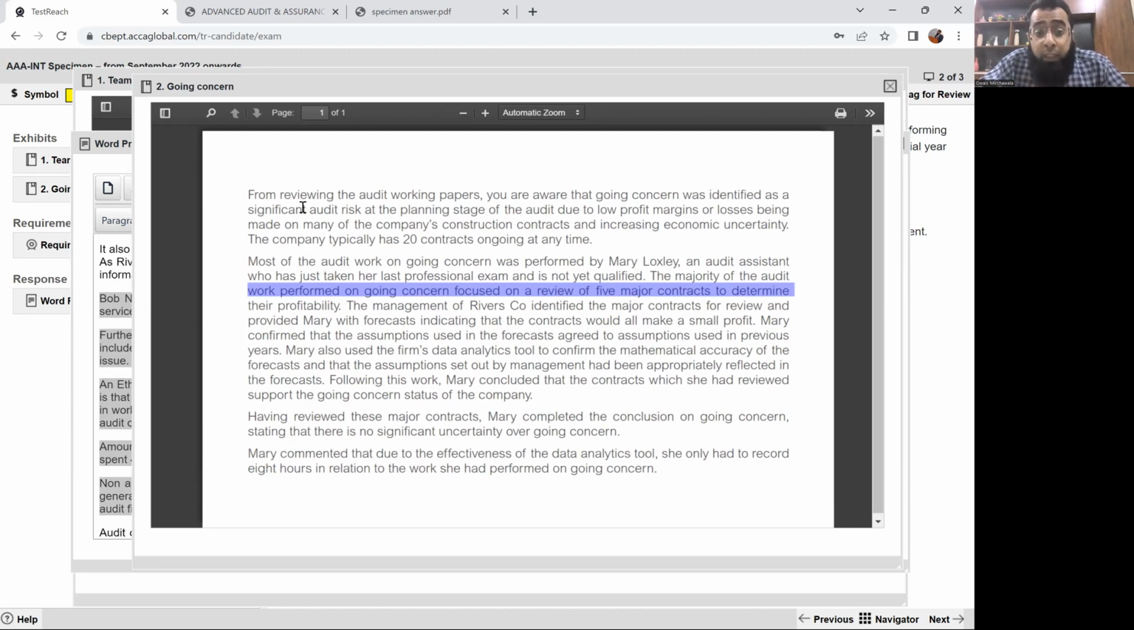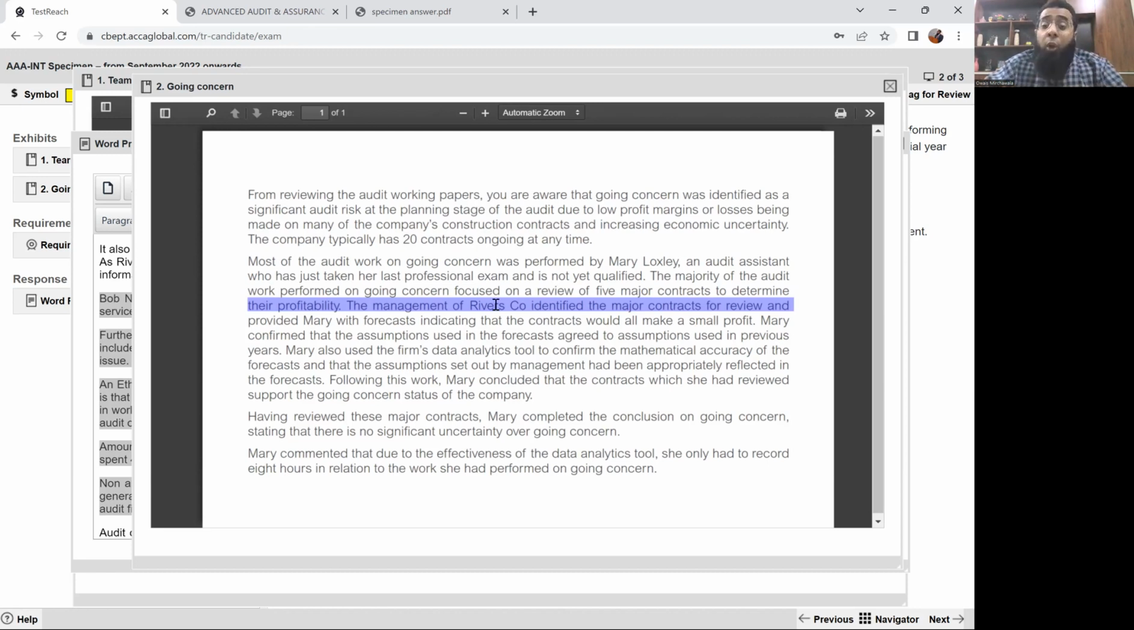Despite that, going concern was highlighted as a significant audit risk. Then only 5 contracts were reviewed out of 20 contracts. When it was a significant risk, you should have reviewed more contracts. The management of the reverse company identified those contracts. That was also an issue. Management shouldn't be identifying the contracts.